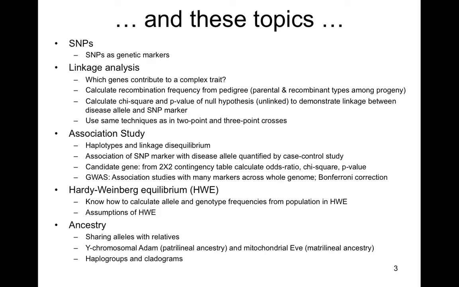The statistical significance is determined, as we've done before, by calculating the chi-square value for the null hypothesis that the marker and disease allele are unlinked, and then trying to reject that null hypothesis with a p-value less than 0.05. Basically, we're applying the same techniques as we used previously for 2-point and 3-point crosses. The association study can be thought of as a generalization of linkage analysis to the whole population instead of pedigrees. Two alleles that are close together on the same chromosome are in linkage disequilibrium.